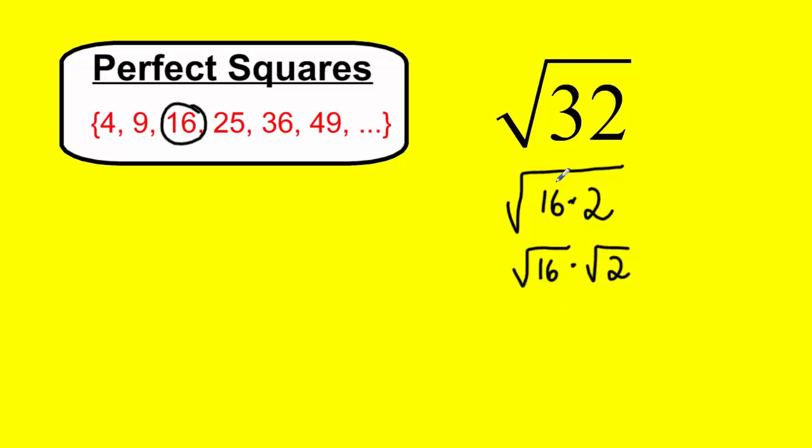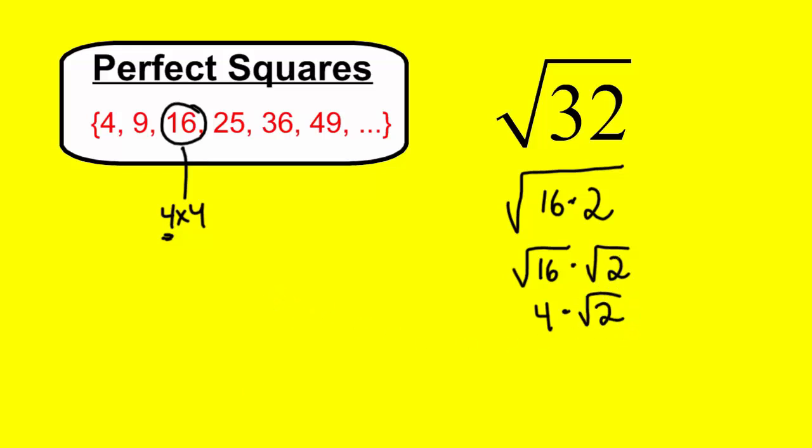And the reason why we want to figure out which perfect squares go into this is because you can see here now the square root of 16, or in other words, what number times itself is 16? Well, the number that I used to get this was 4 times 4. So the square root of 16 is just going to be 4. And then I'm going to bring down my square root of 2.